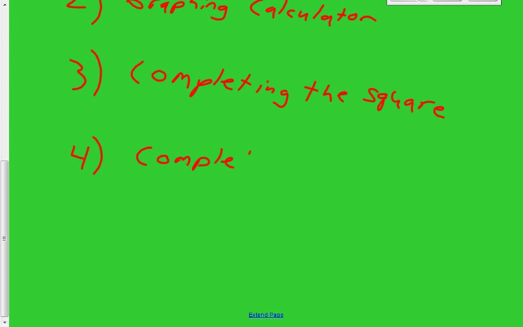So now we're on number 4. Oh, not completing the square. Number 4 is the quadratic formula. Today's lesson, the quadratic formula.